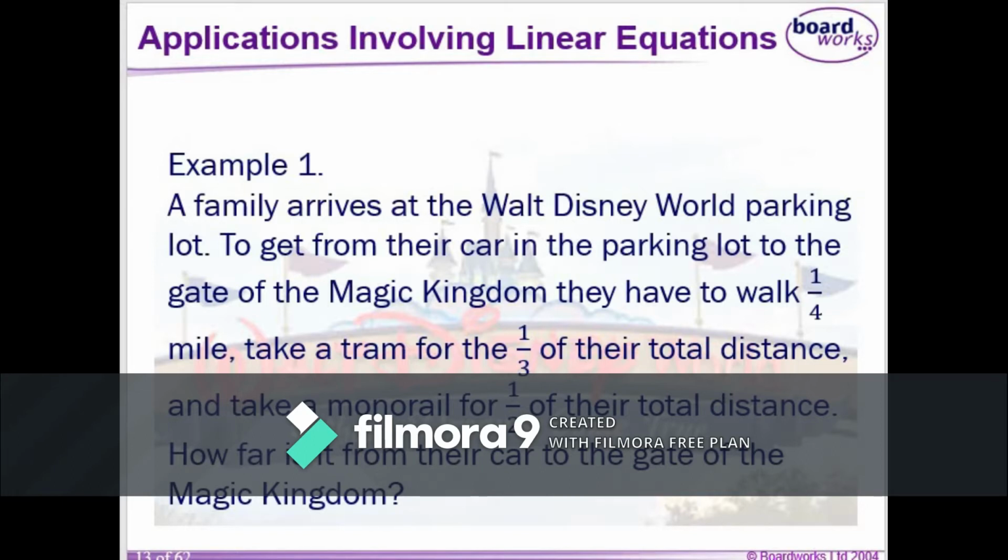A family arrives at the Walt Disney World parking lot. To get from their car in the parking lot to the gate of the Magic Kingdom, they have to walk 1/4 mile, take a tram for 1/3 of their total distance, and take a monorail for 1/3 of their total distance. How far is it from their car to the gate of the Magic Kingdom?